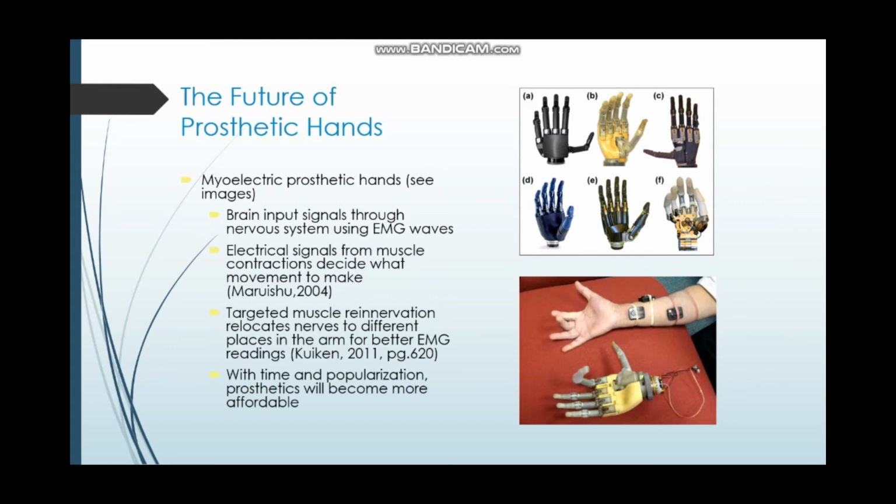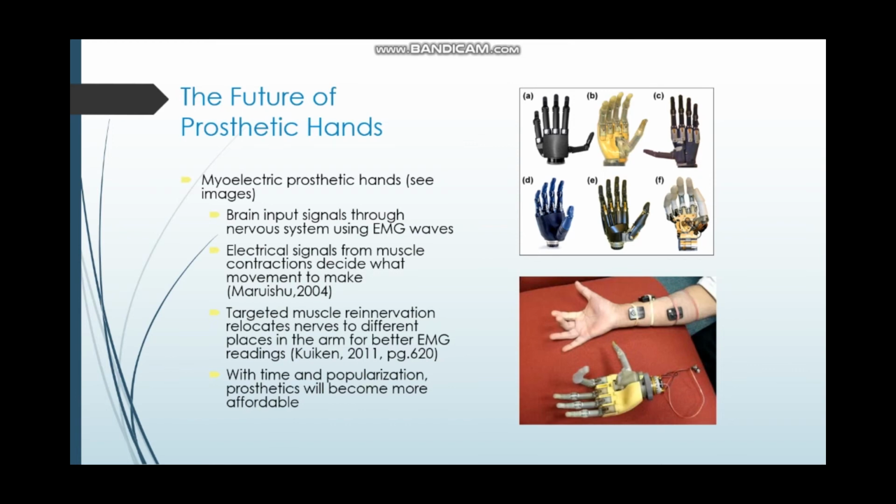The future of prosthetic hands lies within myoelectric technology, otherwise known as EMG. With this design, the brain sends EMG signals to the nerves in the arm that are read using sensors. The sensors translate the signals and decide what hand movement to make.